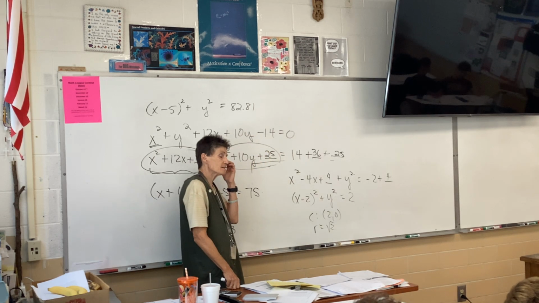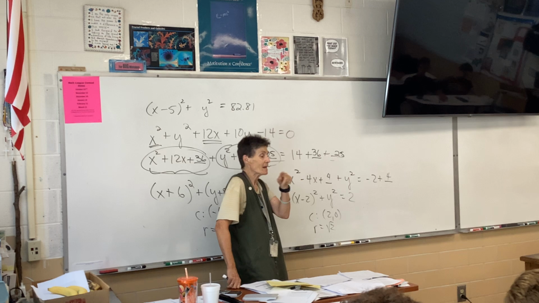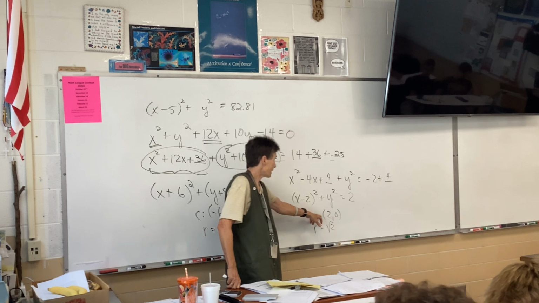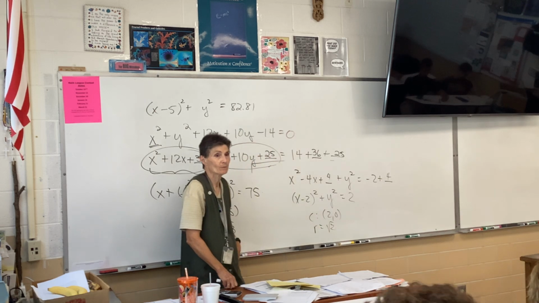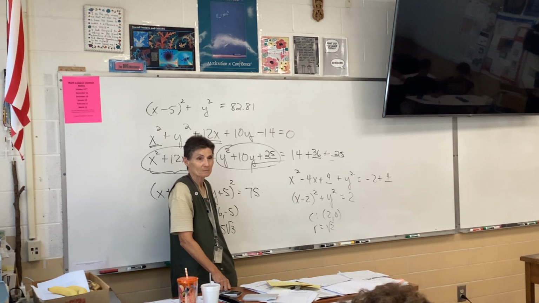Notice that because there was no y term, there's a y squared, but there's no y. It's like that one we had a minute ago. You don't need to mess with it. It's just going to be 0. That coordinate's going to be 0. I got 2, 0 and root 2. How about you? All good? Wait, we got negative 2, 0.